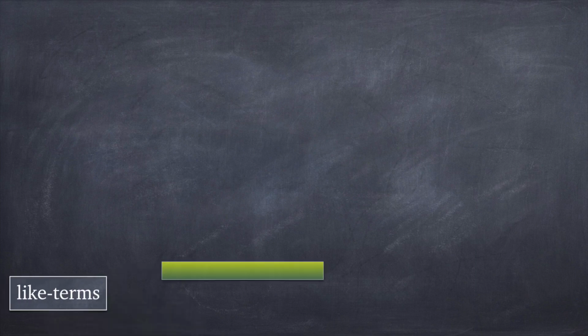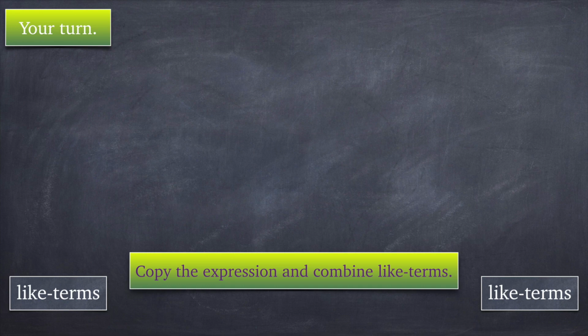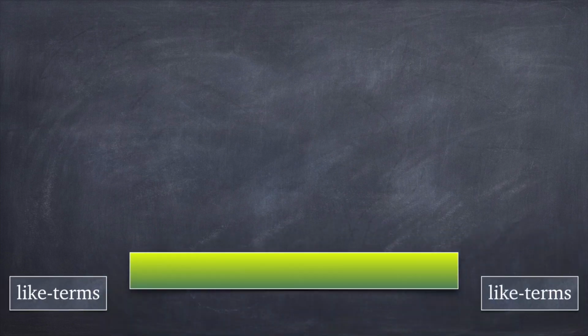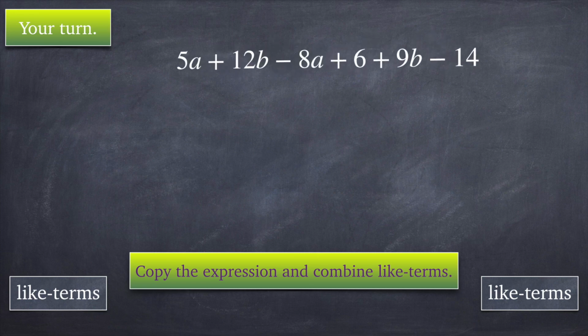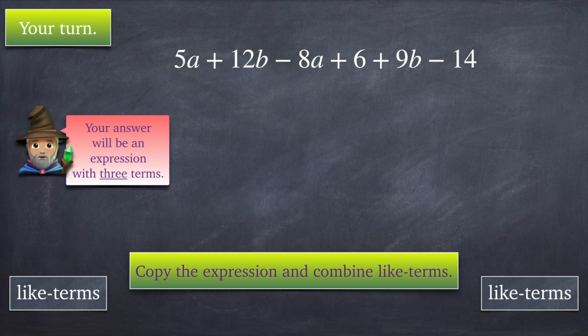I think we're going to see some new variables. Variables are just unknown values, so we assign them a letter. In this case, A's and B's. So the A terms would be like terms, the B terms would be like terms, and those integers would be like terms. We've got one or two more to go and we'll be done. Copy this expression, combine the like terms, and your answer will be an expression with three terms.